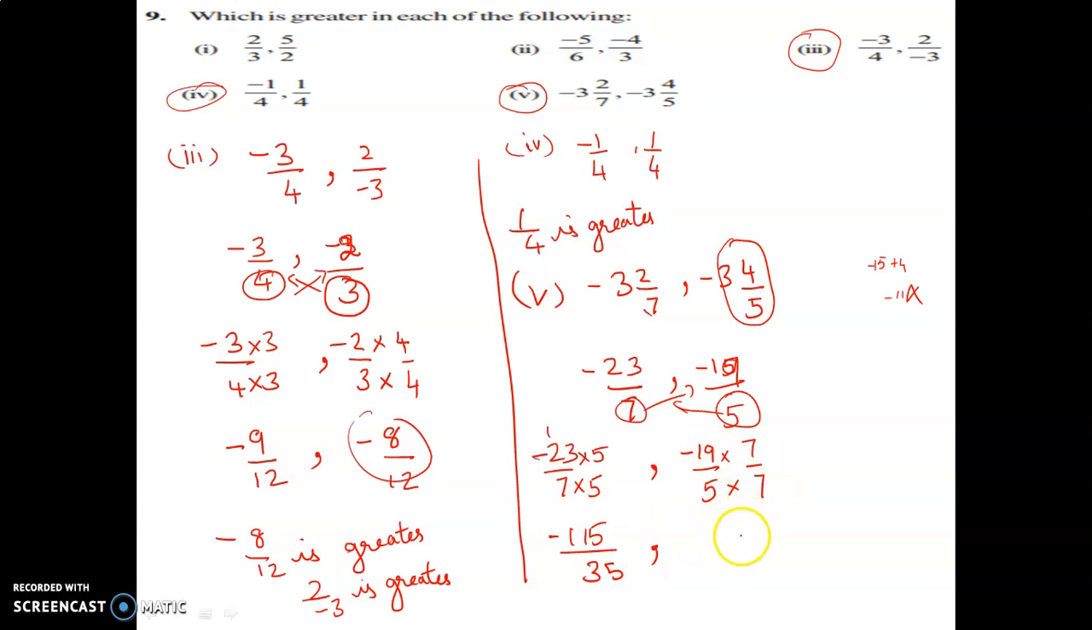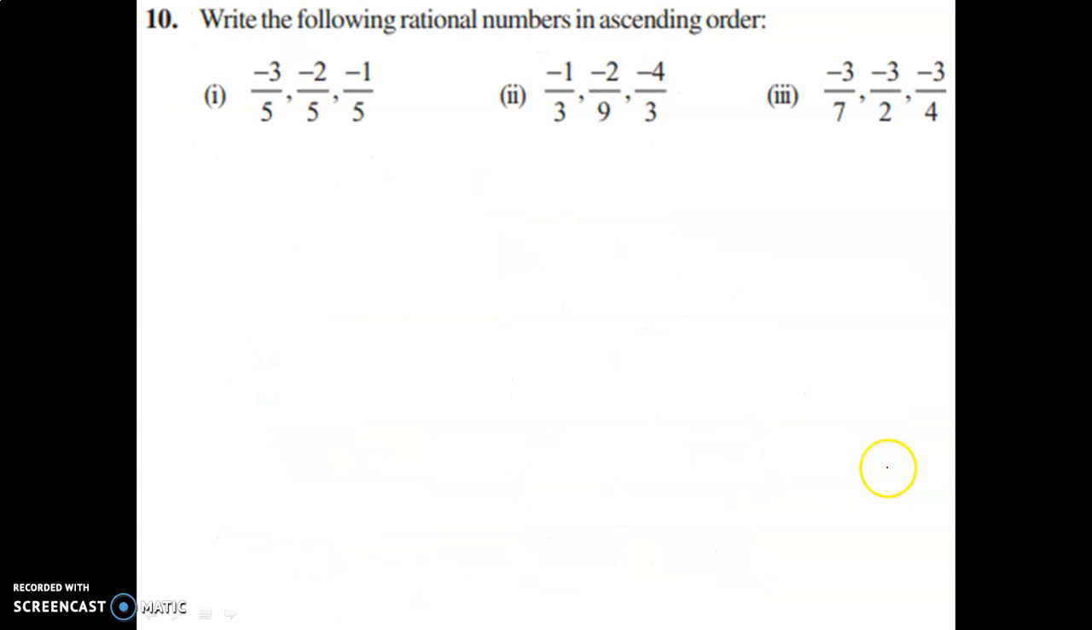Here 7 9s are 63, 6, 7, 13. 133 by 35. And now tell me which is greater? Is minus 115 greater or minus 133 greater? Minus 133? No. It is minus 115 by 35 that is greater. And it is equivalent to which fraction from the question? It is minus 3 2 by 7. So you have to write minus 3 2 by 7 is greater. Is it clear children?